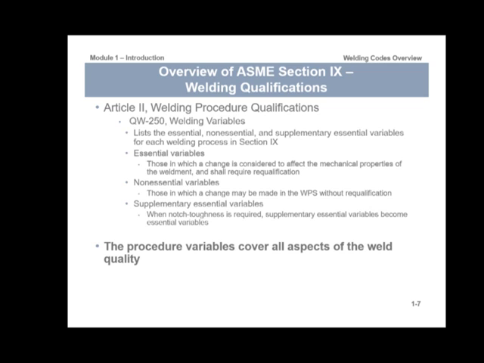So the procedure variables cover all aspects of the weld quality. But just realize that when you're writing your WPS and you're getting ready to put your PQR together, you need to go into Article 2, which has QW250, the welding variables. You find your specific welding process, and then you just go down the checklist and say, have I addressed this, this, this, and this?